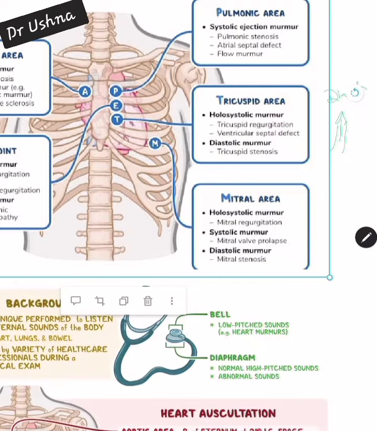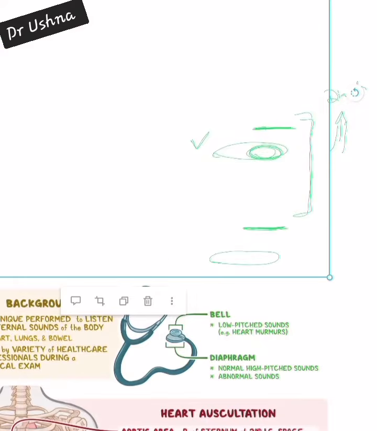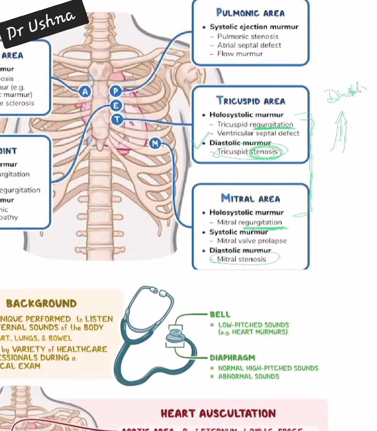That stenosis mnemonic is not true for the pulmonary area. It applies just to the mitral and tricuspid areas, because pulmonary stenosis produces a systolic murmur. So just for now, memorize these two things. Then we will jump to the other things as well: regurgitation produces a holosystolic murmur and stenosis produces a diastolic murmur in the case of the tricuspid and mitral areas.